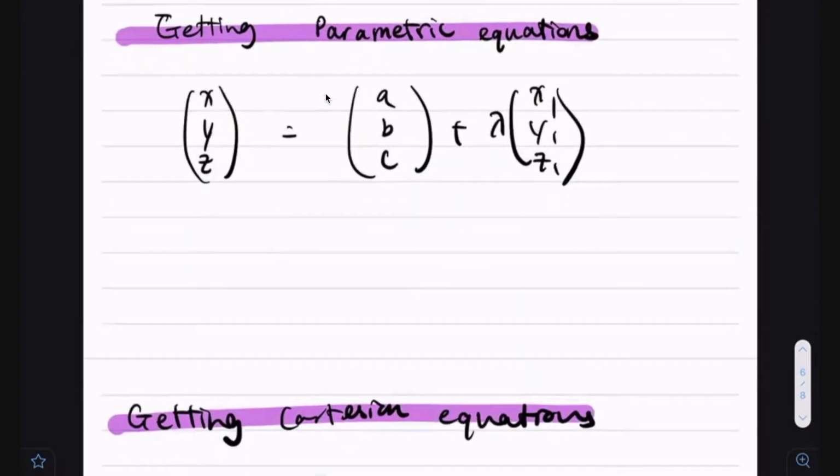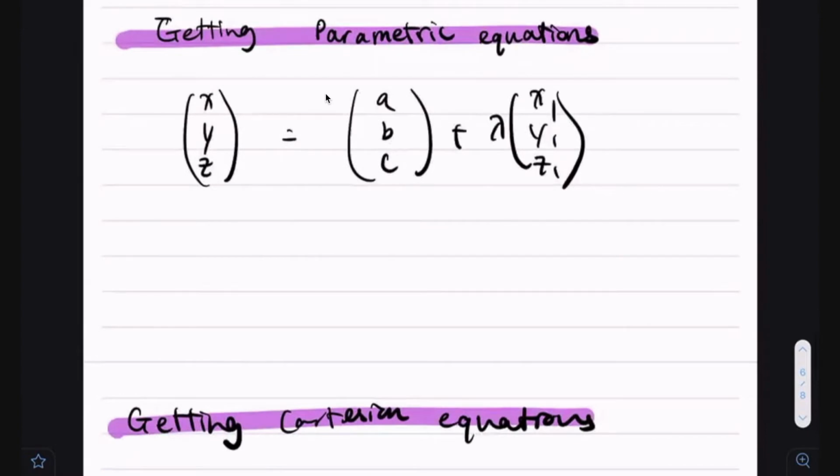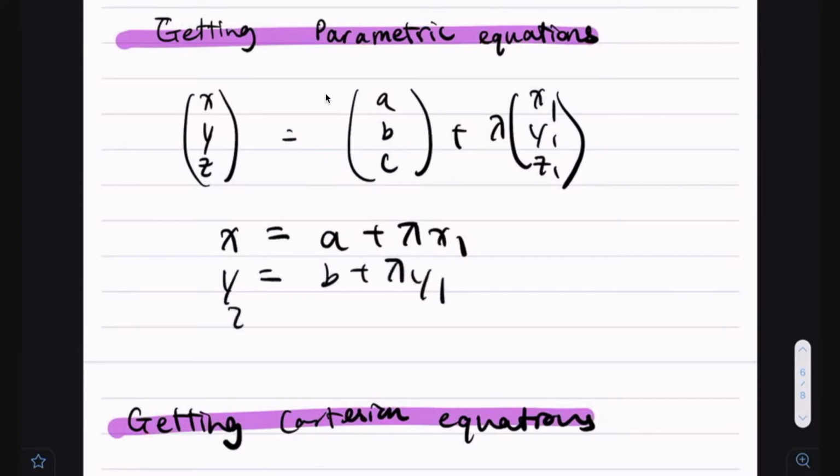So moving on, how do we get parametric equations? From here, we can think of a parametric equation essentially as telling us where along a certain axis we are, depending on the value of lambda. So if I want to know where x is, we only need to care about this line of variables. In this case, it'd be a and x1. So I can rewrite this as x equals a plus lambda x1. And we can do that for each axis, giving us this: y equals b plus lambda y1, and z equals c plus lambda z1.